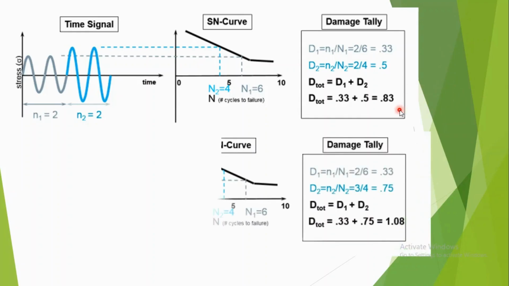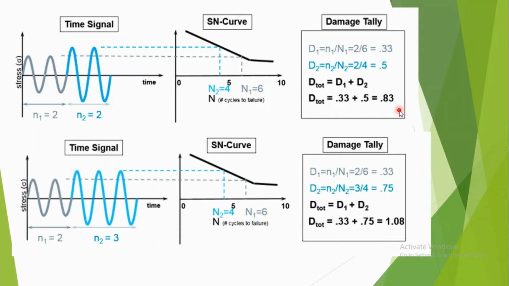And if you see the second example, in this the small gray color cycle will run for 2 cycles in actual condition, and the cyan color will run for 3 cycles. So in that case, the damage will come out to be 1.08, which means the damage is more than 1. That means this component will not sustain this loading condition. And if you want to calculate the fatigue life cycles, it is nothing but 1 by total damage. That is how FEMFAT calculates it.